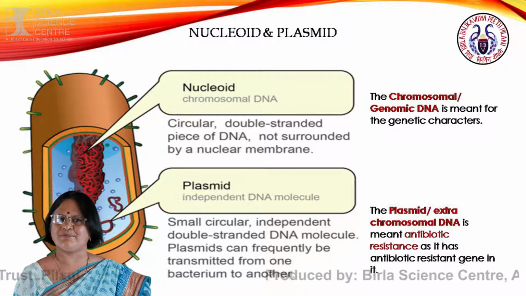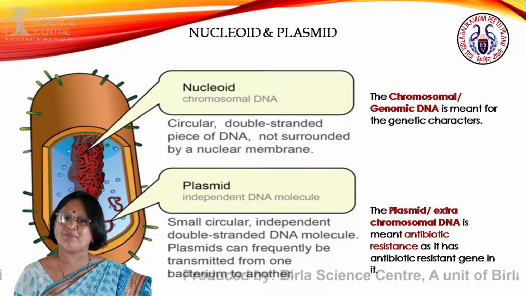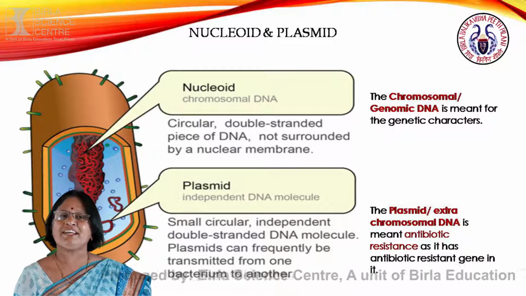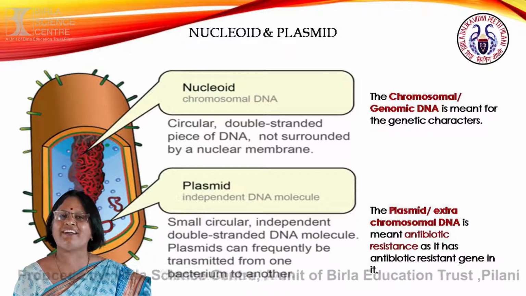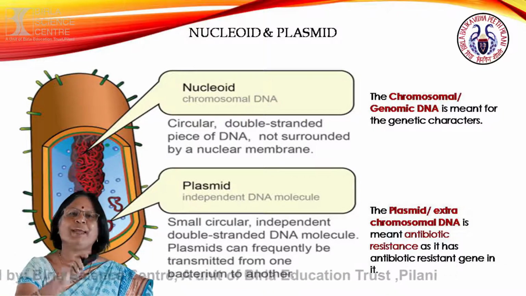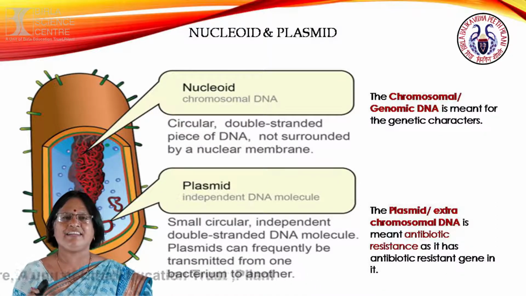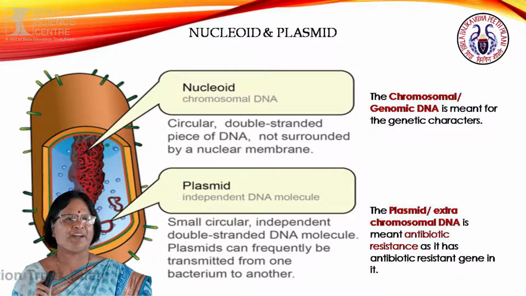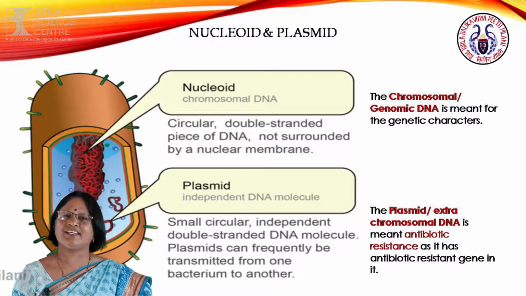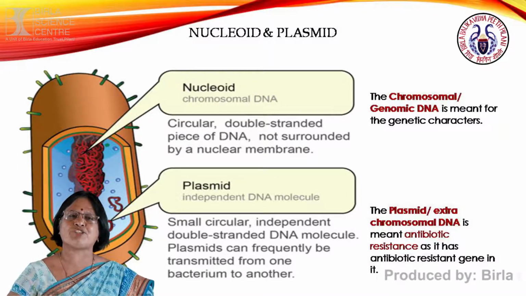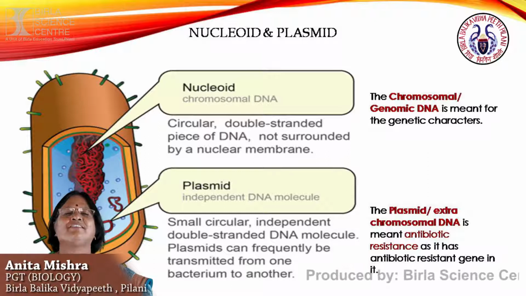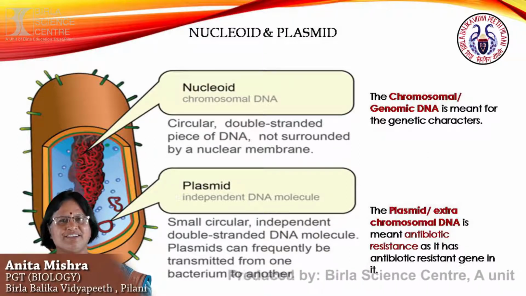Now let us see the genetic material of the bacterial cell, which lies inside the nucleoid region of the cytoplasm. What is this genetic material like? The genetic material is a piece of double-stranded DNA which is circular. It lies in the nucleoid region, but it is not limited by a nuclear membrane at all. This DNA is also known as chromosomal DNA or genomic DNA. Its function is transmission of characters from one generation to another generation of the bacteria.